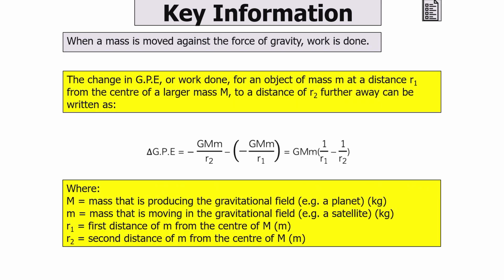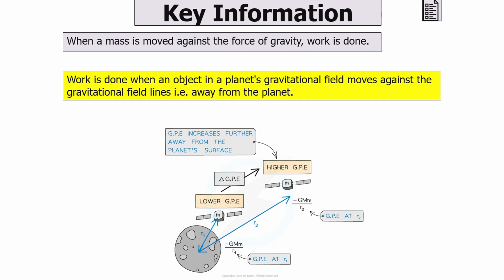So the change in gravitational potential energy, or work done, for a mass m at a distance r1 from the centre of a larger mass M, to a distance of r2 further away, can be written as minus GMm over r2 minus minus GMm over r1, which can be simplified to equal GMm times (1 over r1 minus 1 over r2). Now, work is done when an object in a planet's gravitational field moves against the gravitational field lines, i.e. moves away from the planet.